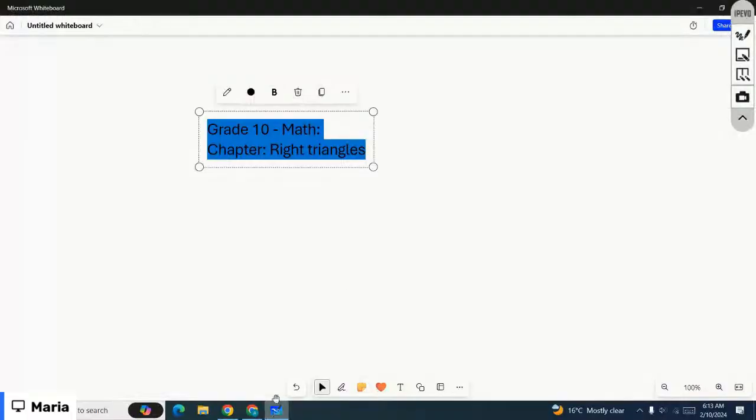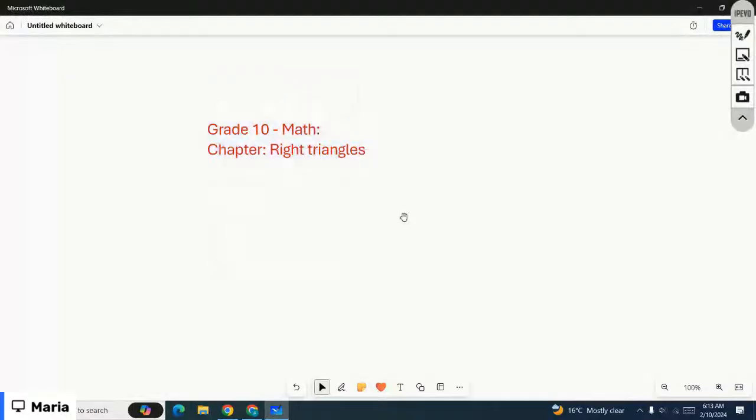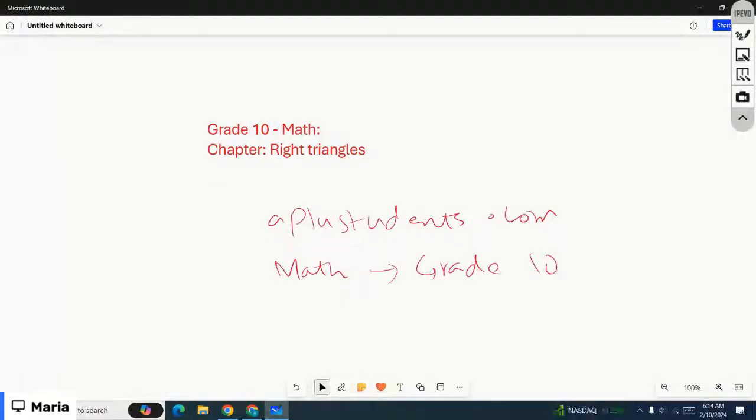We are here for grade 10 math. You can find all the lessons on aplusstudents.com. You have to log in there using your email address and password as provided by the administrator. Then select math from the subject tab, scroll down to grade 10, and click on view all lessons. There you can find a list of the chapters. We're going to start with the chapter right triangles.